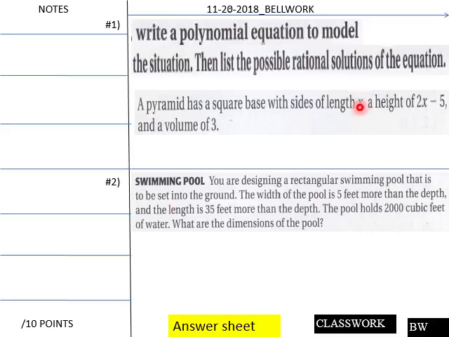Length x, so we need to find x when we know the height of 2x minus 5 and a volume of 3. So knowing your volume, figure out your sides and then your height. And then for a swimming pool to be set in the ground, the width of the pool is this, and the depth is that. The pool holds that volume. What are the dimensions of the pool? Again, going from your volume back into your dimensions.